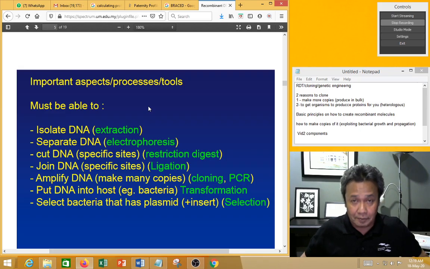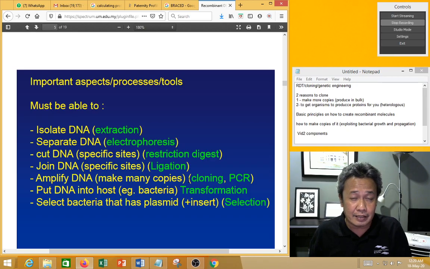You need to separate DNA by electrophoresis, right? We've mentioned that, I think. Oh no, we haven't. I'll show you electrophoresis later, but basically you're separating the DNA based on fragments. You need tools to cut DNA. You need tools to join DNA.